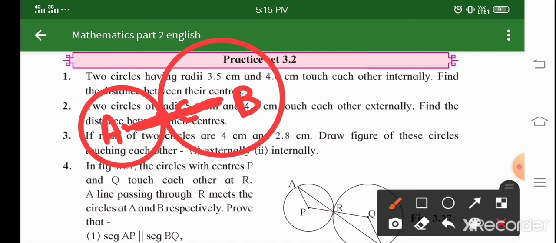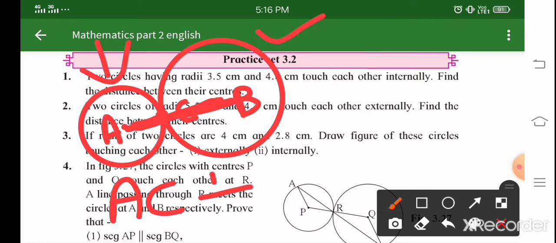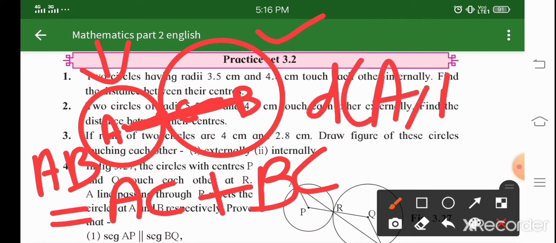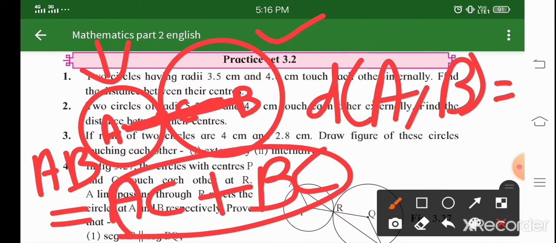Now see, what is the radius? If you see this circle, the radius is AC, right? And for this circle the radius is BC, right? So this is the sum of the radii, and AB is the distance between the centers. So the distance between their centers is always equal to the sum of their radii. I think this is clear, and this is for externally touching circles.